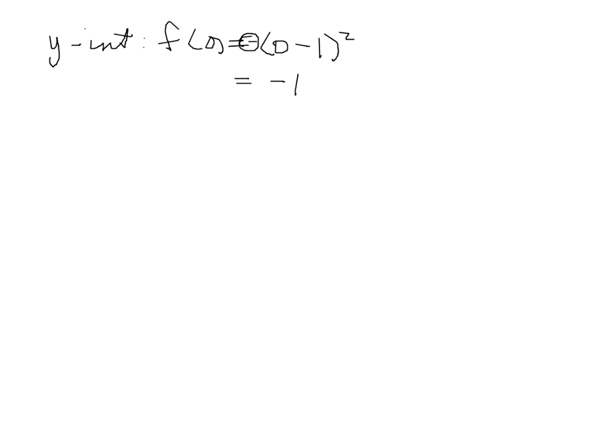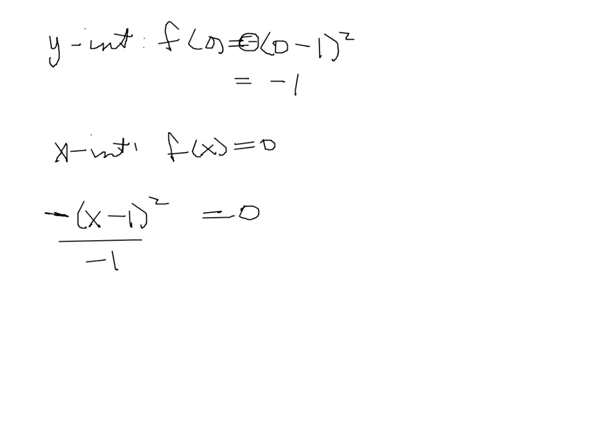My x-intercept, I always let f of x equal 0 and solve for x. So I have x minus 1 squared equals 0, or I have a minus out front. So I can divide both sides by minus 1. And so that cancels the negatives on the one side. 0 divided by minus 1 is just 0.